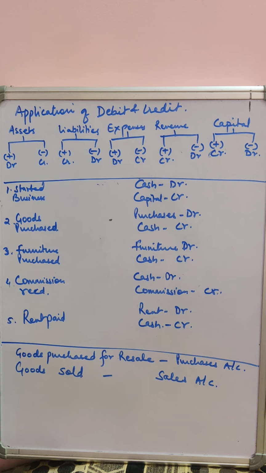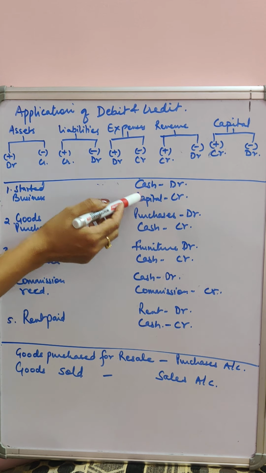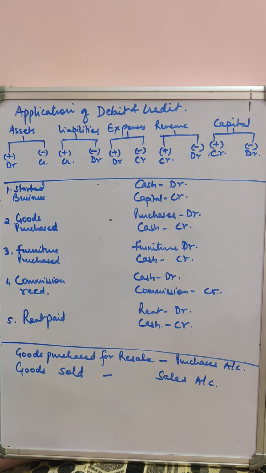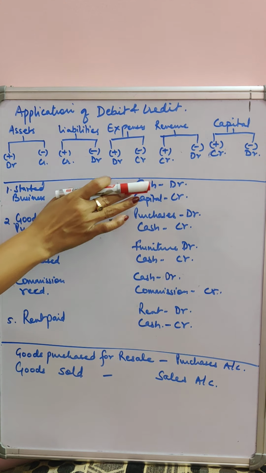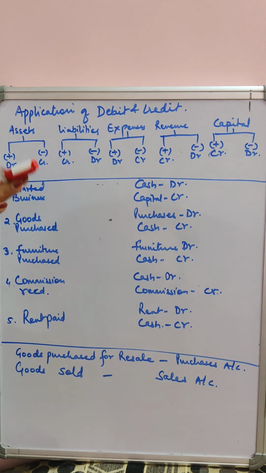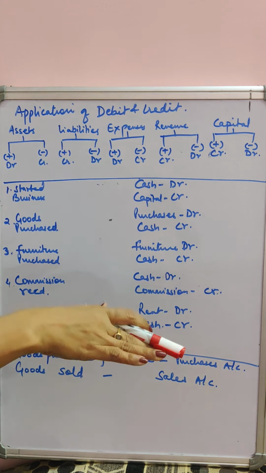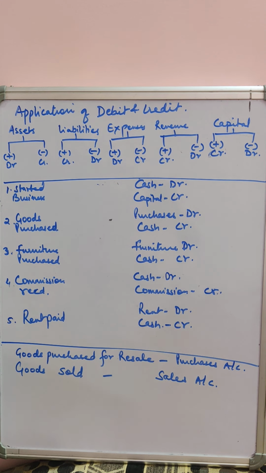The very first transaction: if it says started business with cash, say for example 40,000, 50,000, 1 lakh, whatsoever it is. In this particular transaction we have 2 things. First is cash and another one is capital. Cash belongs to our assets. The rule for asset is any increase in asset. Whenever you bring a certain amount into a business, it will increase the cash, and simultaneously it is going to increase your capital also.